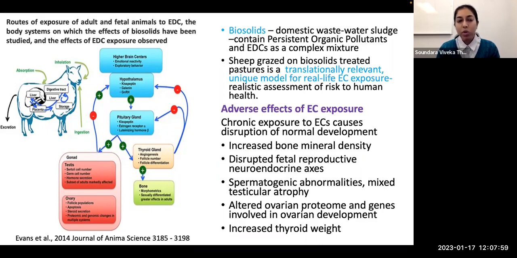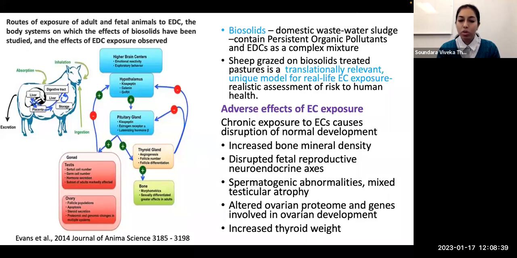The use of a large animal model like sheep, which is a precocial model that reflects the human developmental trajectory, is also an advantage of this study. Prior studies using this model have already established that maternal exposure to biosolids results in adverse effects in the offspring. This includes increased bone mineral density, disrupted fetal reproductive and neuroendocrine axis, spermatogenic abnormalities, mixed testicular atrophy, altered ovarian proteome, and altered genes involved in ovarian development.